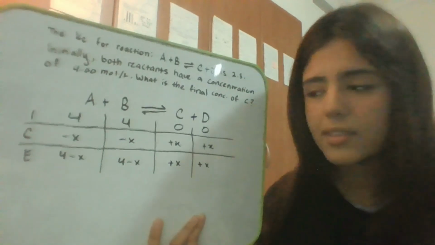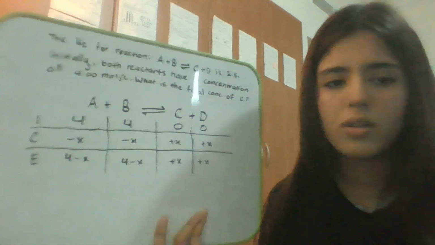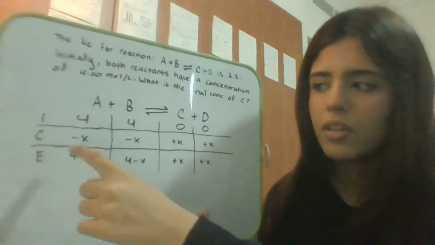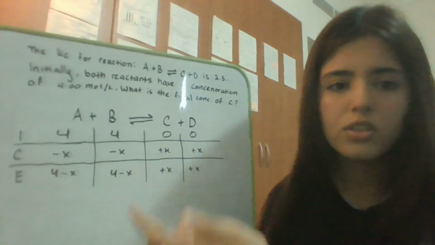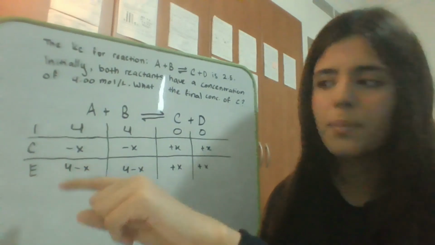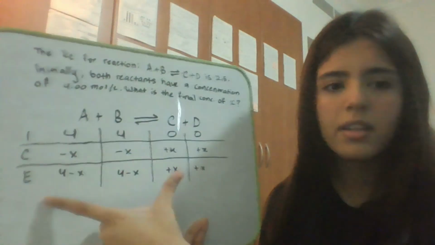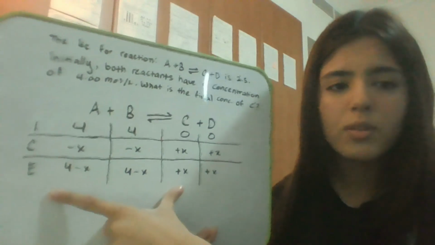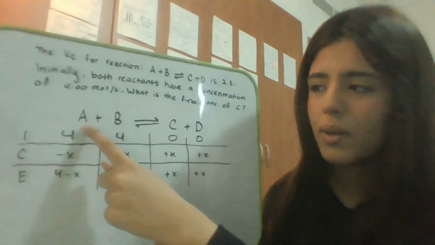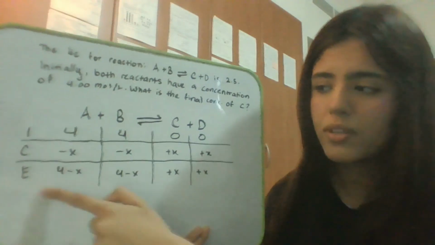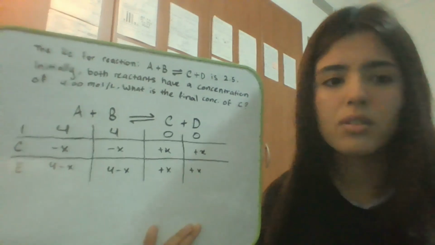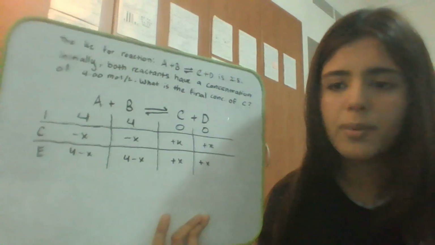Also, sorry guys, I skipped a step. I automatically wrote 4 minus x here. You don't do that. You just write the change. And the change is minus x and plus x. So you just need to add those in the change column. And then the 4 minus x comes in the equilibrium column, because equilibrium is reached when the initial is minus the change. So you'll get the equilibrium value here. Okay, so that was a small mistake I made. Make sure to pay attention to that.